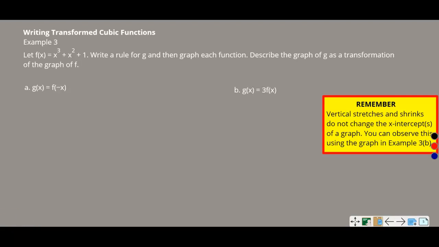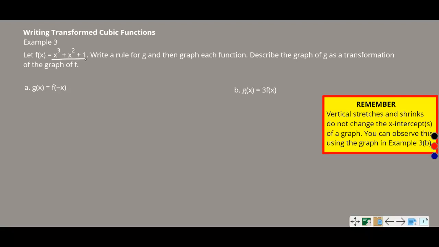So for part a it says g of x equals f of negative x. So the negative is inside the parentheses, so we know that that's going to be a reflection across the y-axis. All right, so what we're going to do is substitute negative x in for our x's in our original equation. So g of x equals f of negative x.